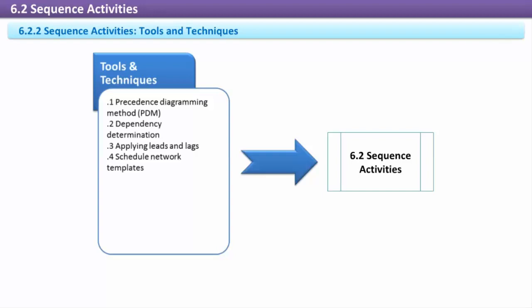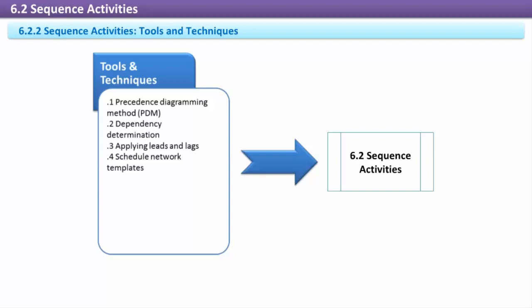In PDM, finish to start is the most commonly used type of precedence relationship. The start-to-finish relationship is rarely used but is included here for a complete list of the PDM relationship types. Dependency determination. When they exist, dependencies between activities can be mandatory, discretionary, or external. Mandatory dependencies are dictated by contract or the nature of the work. Discretionary dependencies are a preferred sequence. And external dependencies are those controlled by factors outside the project.